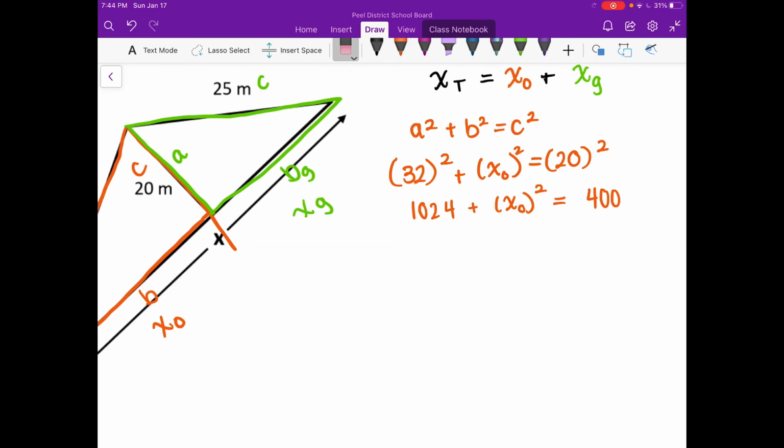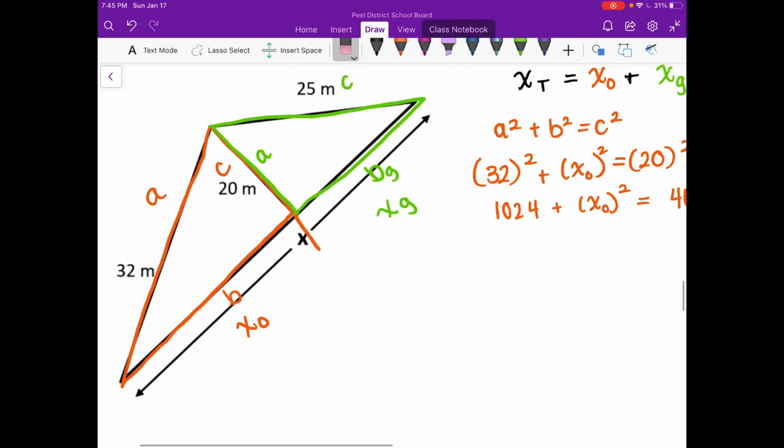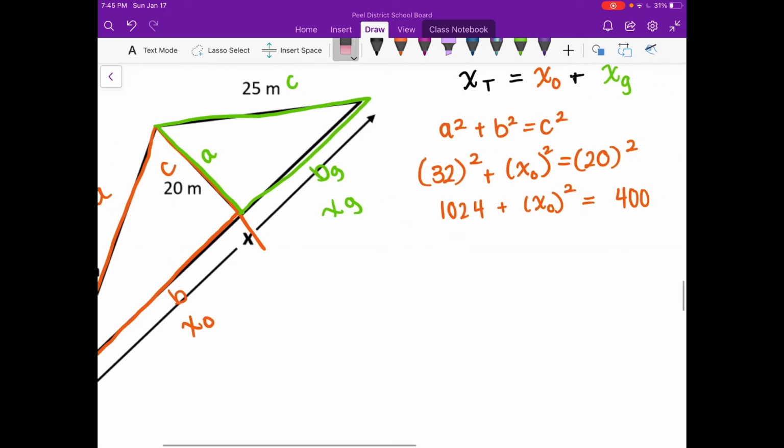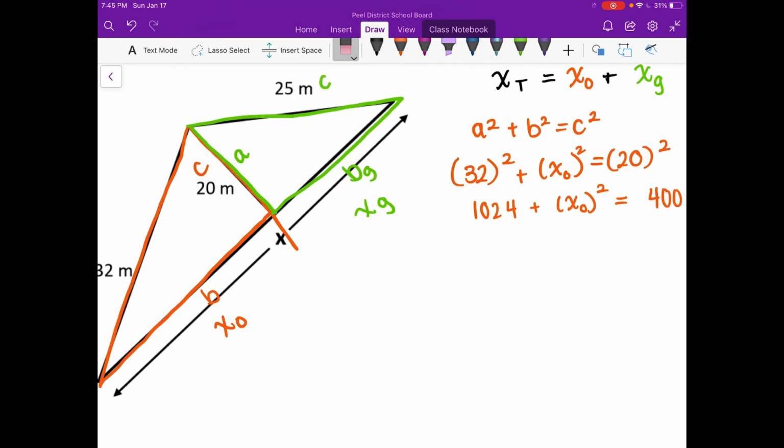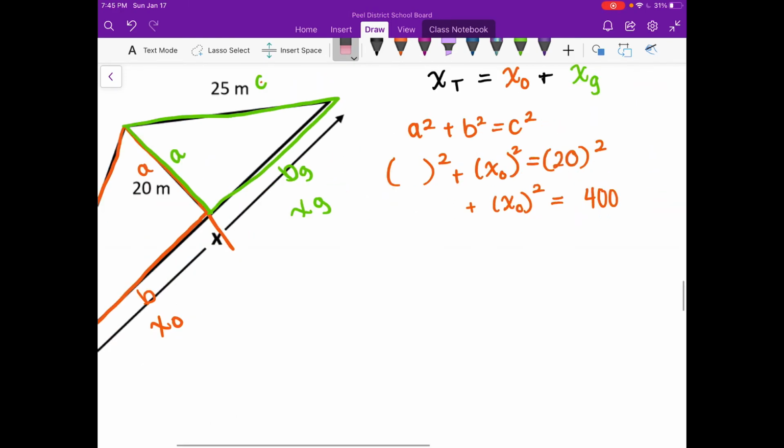Oops. I made the mistake. Sorry. My c is always a diagonal. So this is actually my a, this is my c. That's my bad. So I just need to go back and change the 32. Sorry. This is what happens when you try to rush through it. You make silly mistakes like that.